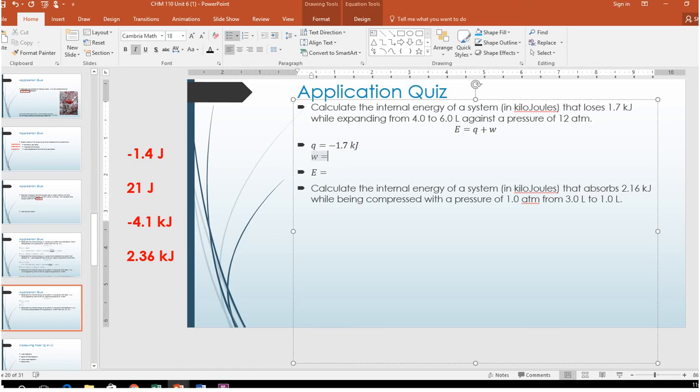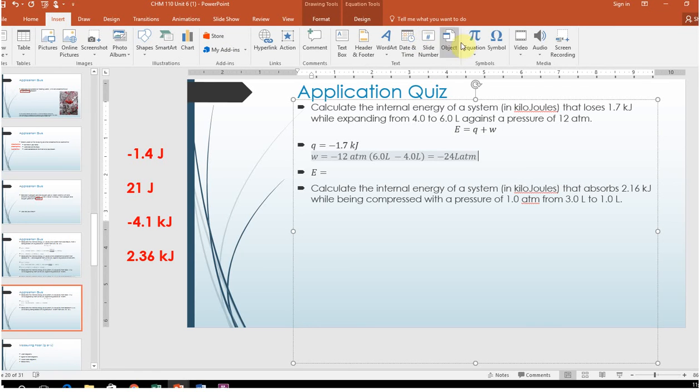Now here, we've got to really plug in our problem. So we have work is equal to negative P delta V. So we have negative P, which is going to be 12 atmospheres, times our VF, 4 to 6, so 6 is our final, minus the initial 4.0 liters. So in our calculator, negative 12 times 6 minus 4 gives us negative 24 liter atmospheres. We don't want liter atmospheres. We don't want that. We want to get to kilojoules.